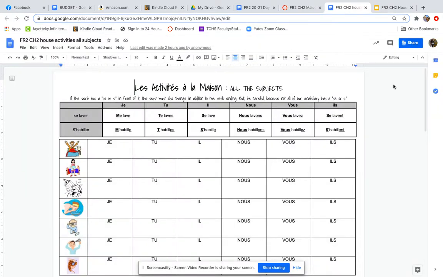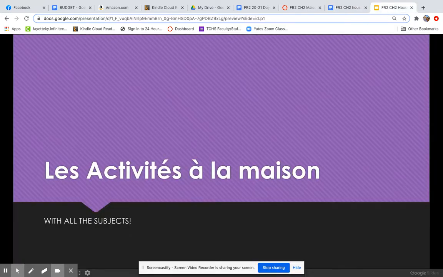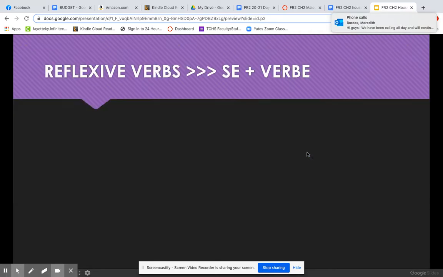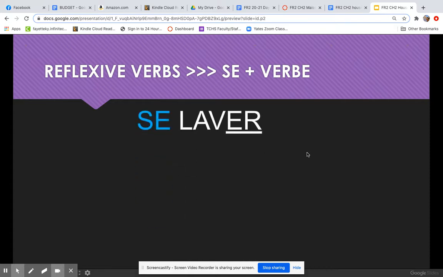So you should see a big table that looks overwhelming and you're like, oh my God, what do I do on this? And then you have the notes in slide form that you are going to copy those into. So remember when we went over these reflexive verbs, that se, when you add it to a verb, means that it's an action that you're doing to yourself. So if we have a verb like se laver, to wash yourself, that er at the end is going to follow the normal er ending pattern.